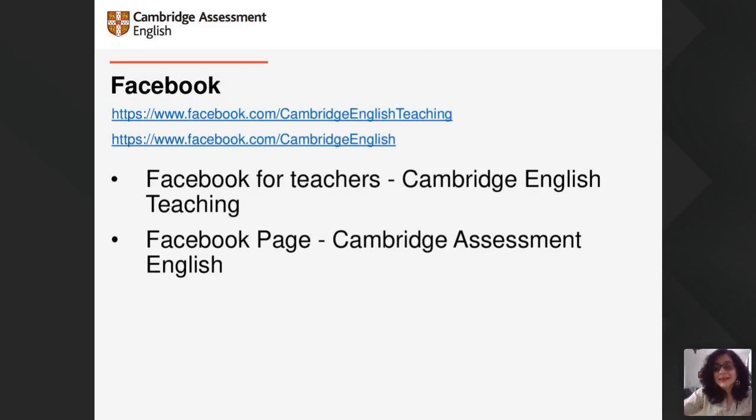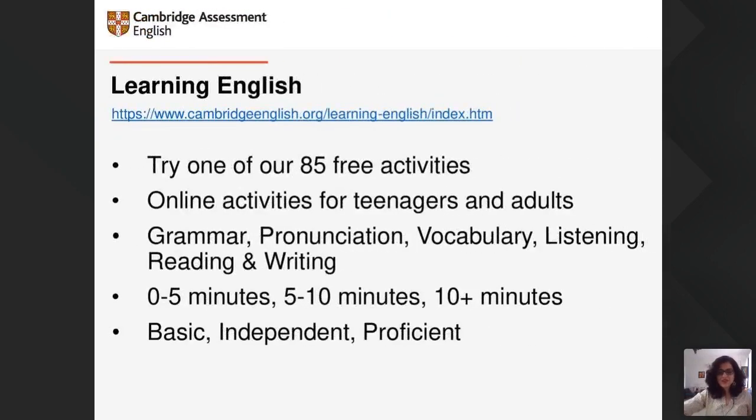Cambridge has a significant presence on Facebook, and you can check our Facebook presence. And the URLs, the links are here for you, right? So you have Cambridge English Teaching, which is the Facebook page for teachers, and you have Cambridge Assessment English, which is the official Facebook page of Cambridge Assessment.